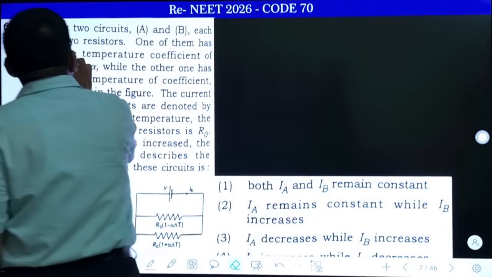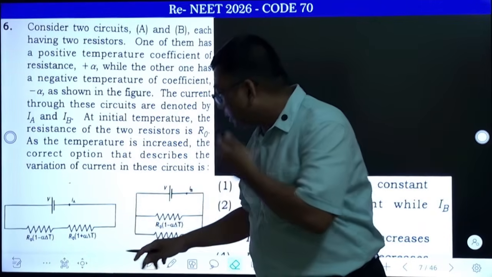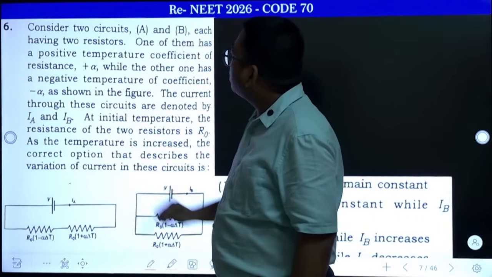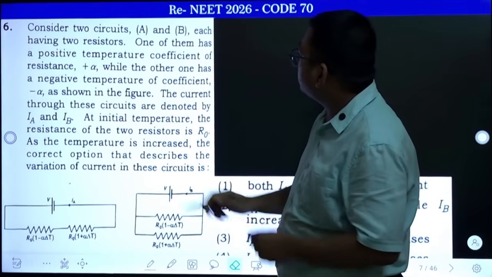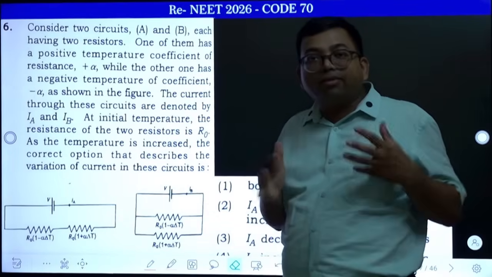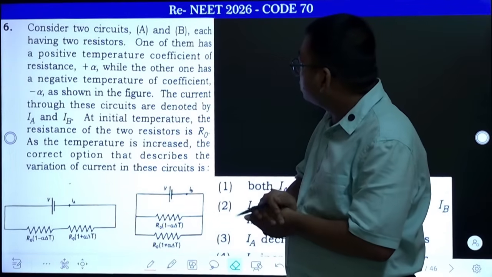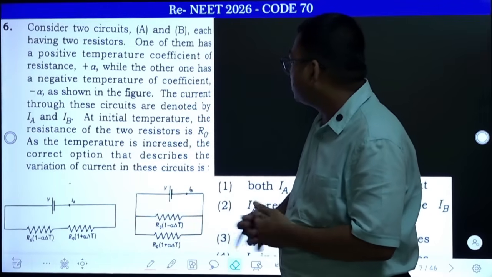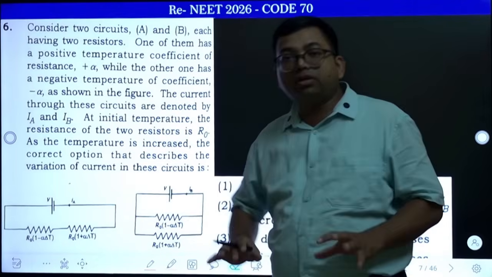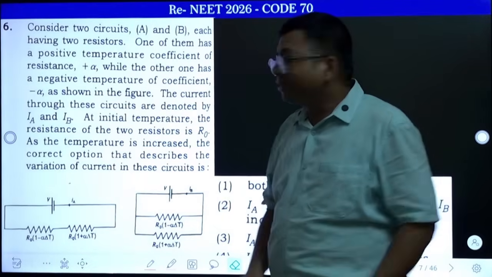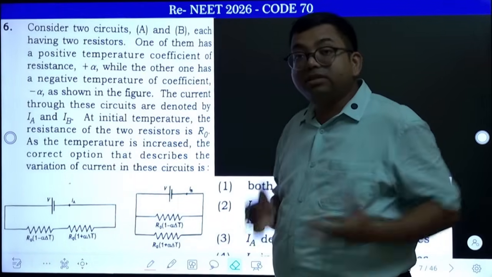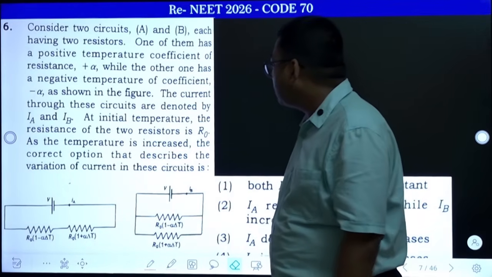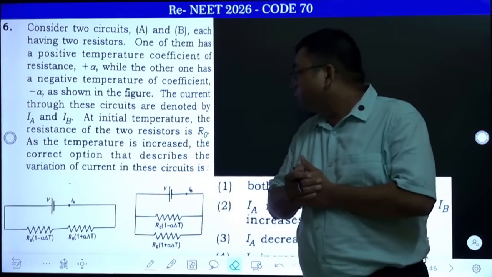Consider two circuits A and B each having two resistors. So we can see here there are two resistors, one in series and one in parallel. One of them has a positive temperature coefficient plus alpha, and another has coefficient minus alpha. The currents through these circuits are denoted by IA and IB. At the initial temperature, the resistance of the two resistors is R naught. They are identical, meaning their initial resistance is identical, but their nature is not identical. As the temperature increases, the correct option that describes the variation of current. We have to see the variation of current.